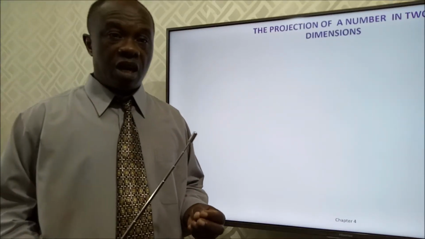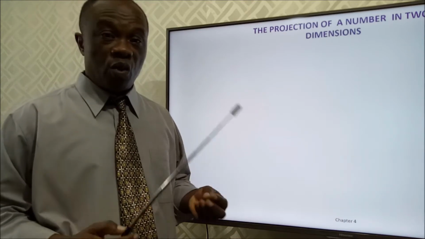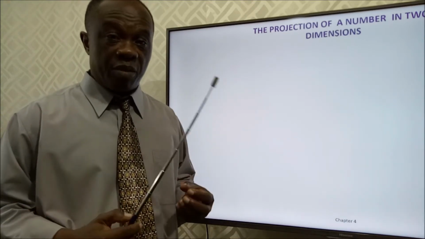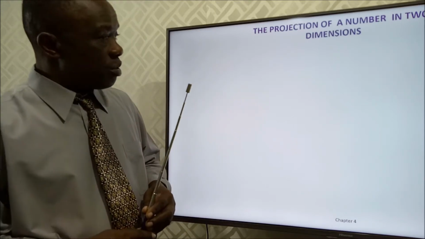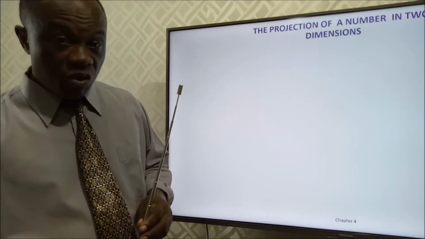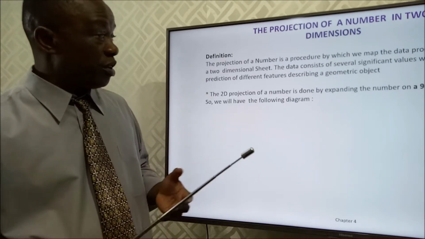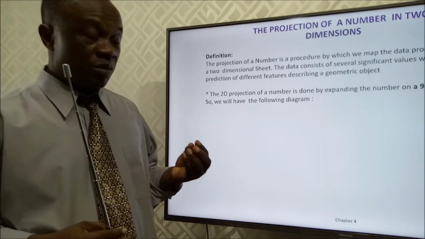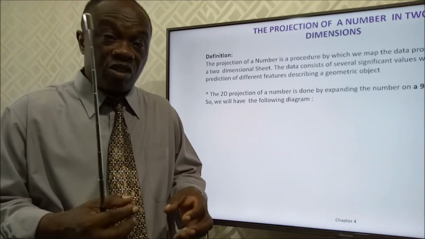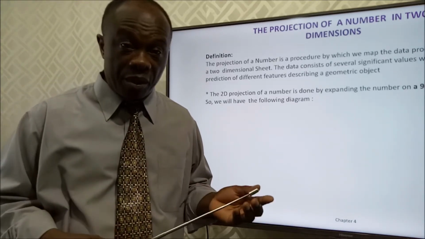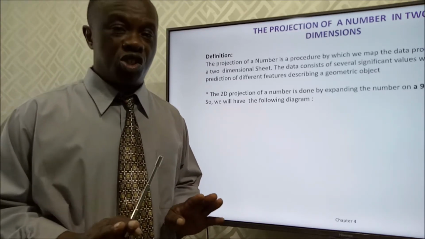Now let's see how the projection of a number works in 2 dimensions. We define the projection of a number in 2 dimensions as the procedure by which we get all the data from a number and map it on a 2-dimension sheet.